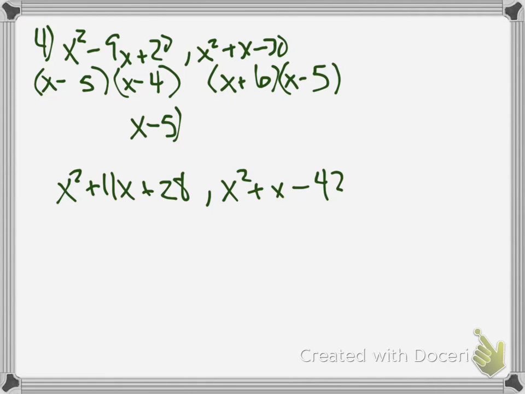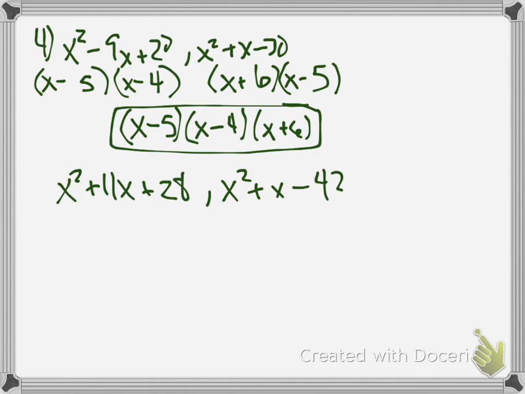What do they have in common? They have an x minus 5 in common. Then I can add an x minus 4 from the left, an x plus 6 from the right, and that's my answer. Don't expect to see it multiplied.